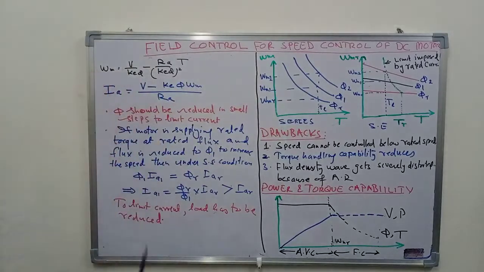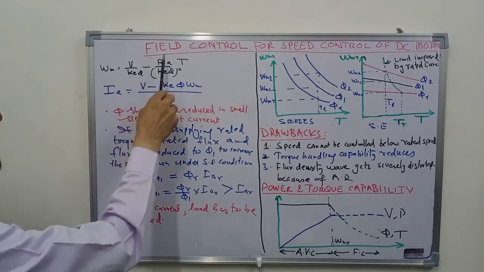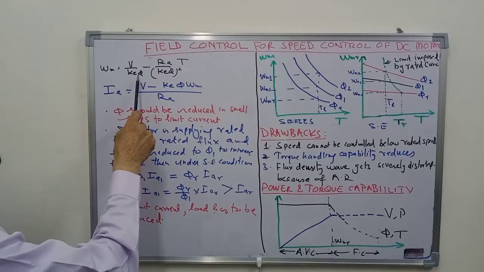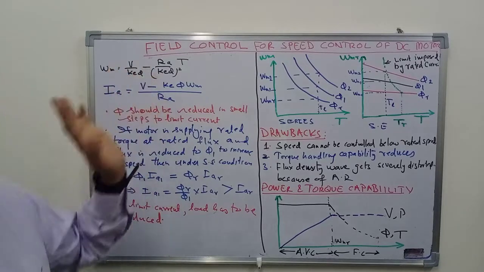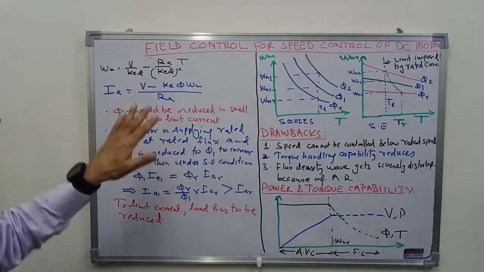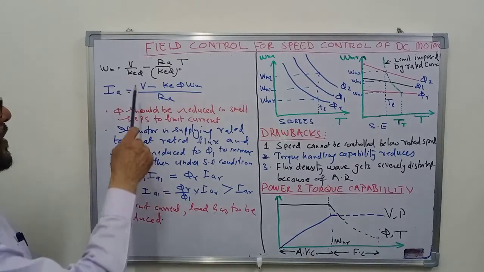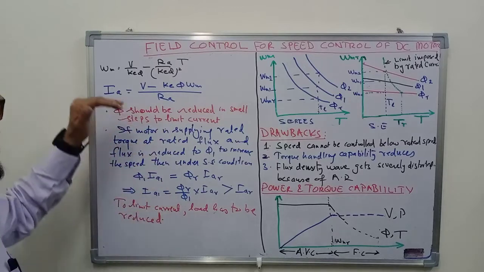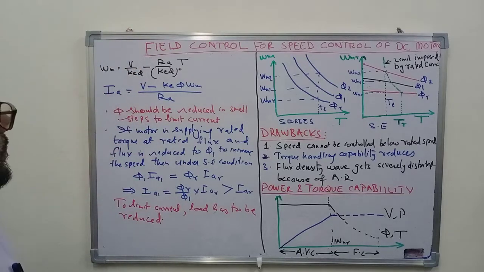So, you recall the equation: speed is given by V upon K phi minus Ra upon K phi square into torque. So we are now changing the flux, keeping the armature voltage constant. We are not changing the flux produced by the field winding. So you can see that it is in the denominator. So if you decrease the flux, the speed will increase.